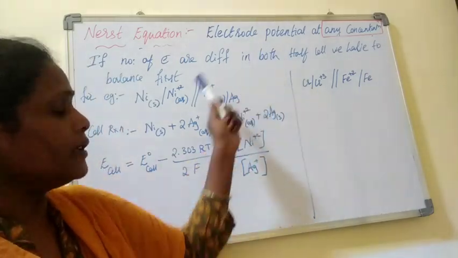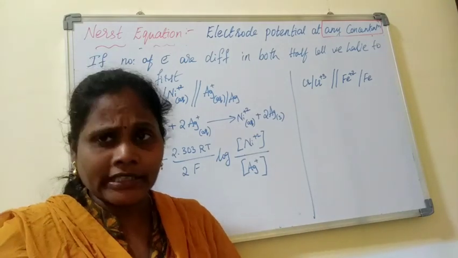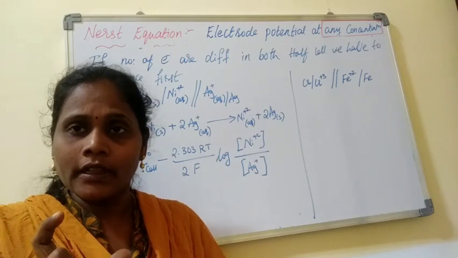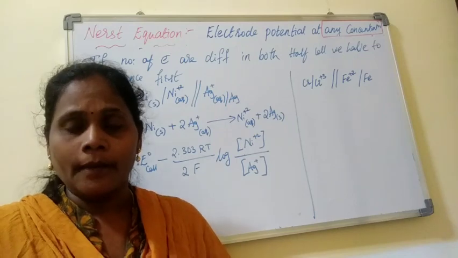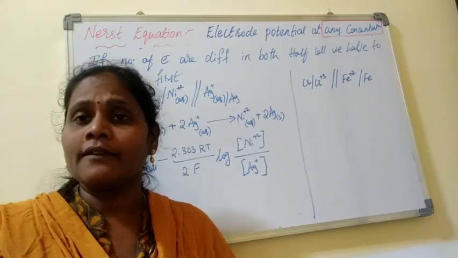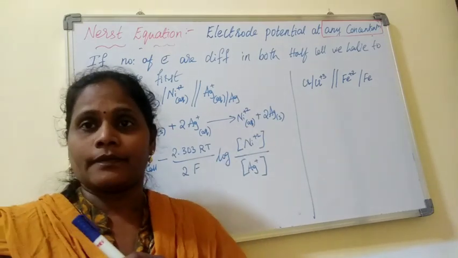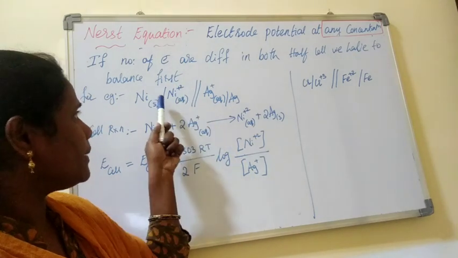So in this condition, how to write the Nernst equation? The Nernst equation is not fixed for all electrochemical cells. Whatever equation we have just derived, that you have to remember as a tentative form. But then the quotients will change continuously, and that will be given by the equation. For example, for your sake I have written nickel plus 2.